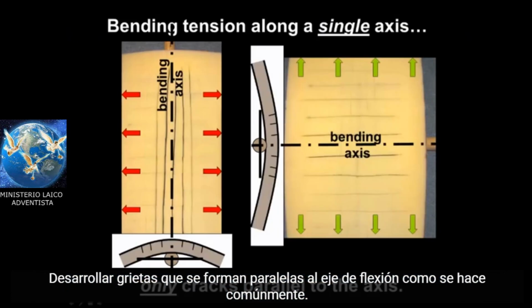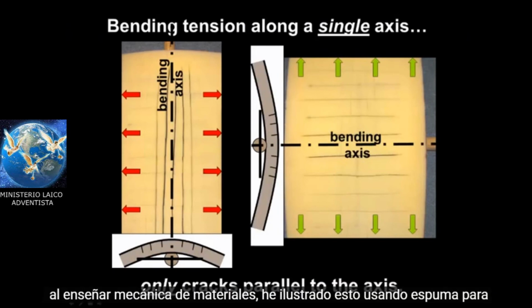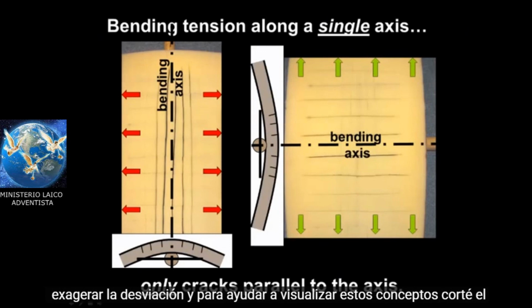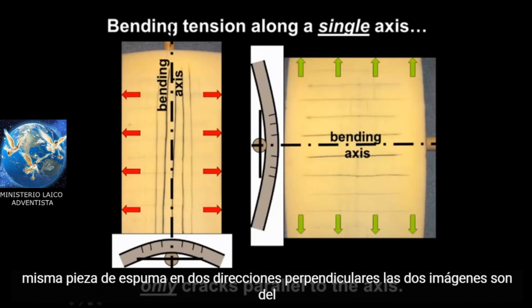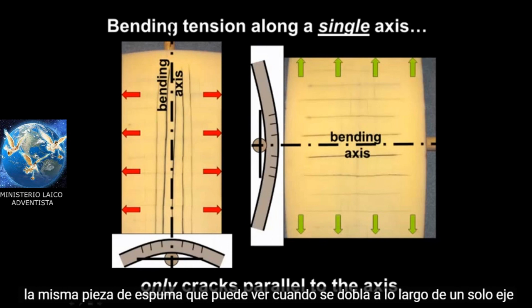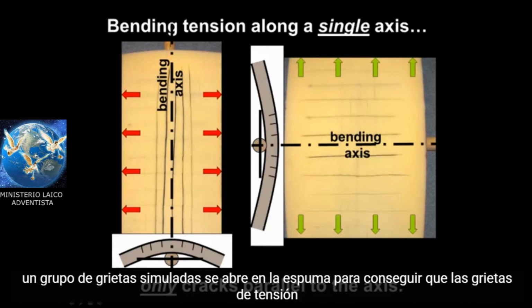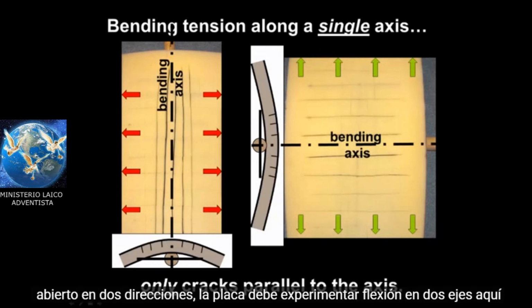As is commonly done when teaching material mechanics, I've illustrated this using foam to exaggerate the deflection and to aid in visualizing these concepts. I sliced the same piece of foam in two perpendicular directions. The two pictures are of the same piece of foam. As you can see, when bending occurs along a single axis, only one group of simulated cracks opens up in the foam. To get the tension cracks to open in two directions, the plate must experience bending in two axes.